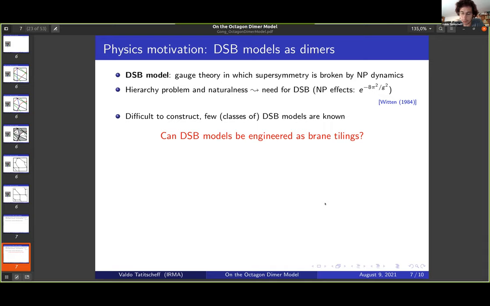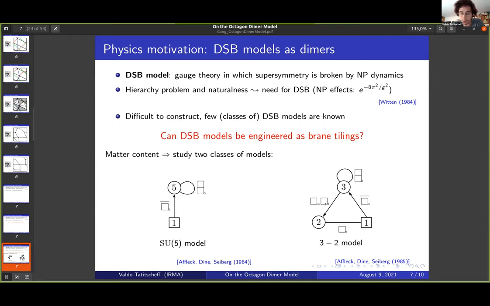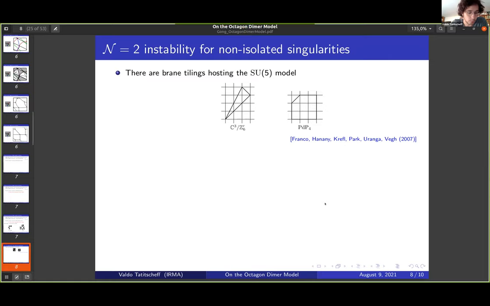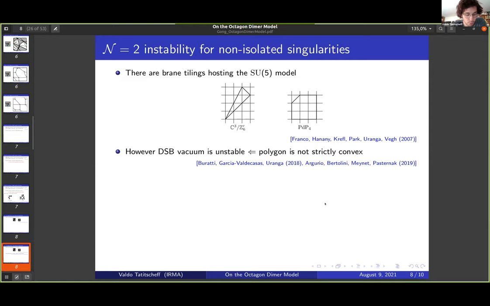Because of the tools at our disposal, we restricted our analysis to two theories, namely the SU(5) and the 3-2 models, whose structure is encoded in these two quivers. In what follows, we will restrict to the SU(5) model only. So in 2007, two examples of brane tilings hosting the SU(5) model were given, corresponding respectively to these two lattice polygons. However, it's then been shown that the SUSY breaking vacuum predicted by the SU(5) model is destabilized in UV completions in these brane tilings, essentially because the polygons are not strictly convex.